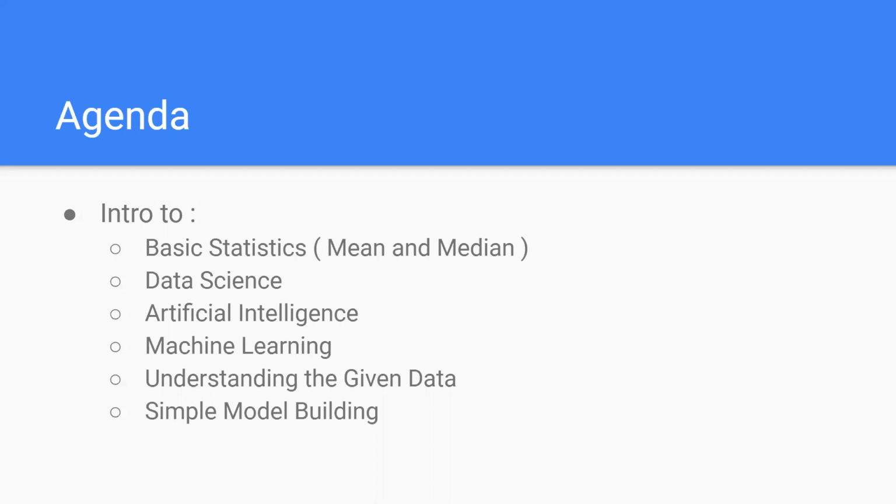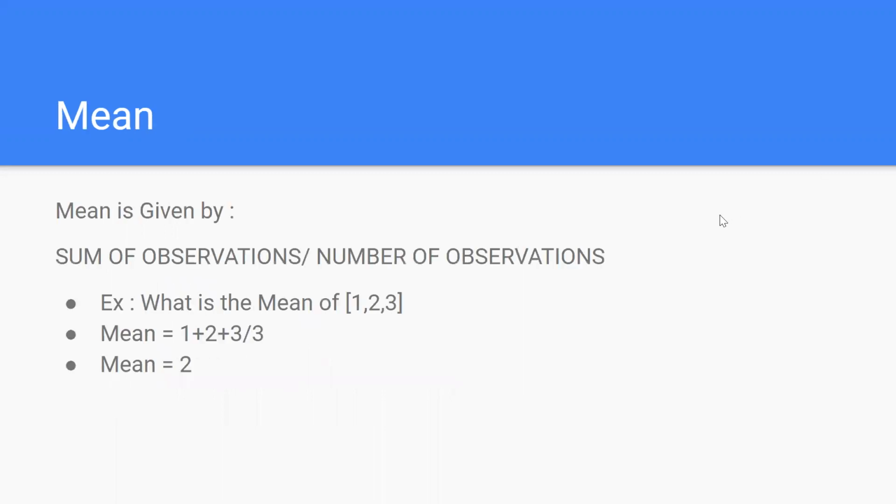Next, we'll go through what data science is, a high-level overview, and in the same way we will discuss what AI is and what ML is, and we will understand the data. Actually, what data is, what type of variables, what variables are. We'll discuss all this, and we'll close the session with building a simple model.